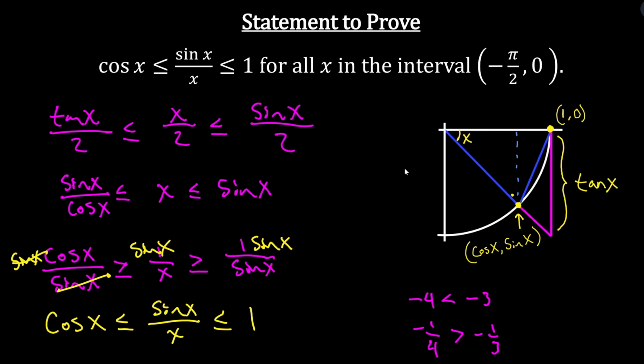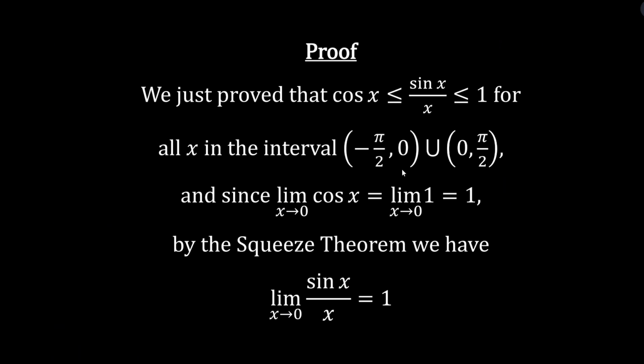So let's put our entire proof together, and what we've done is we've just proved that this inequality holds for all x in this union of intervals, which are near 0 but not necessarily at 0 itself. Okay, we just proved that. So if we were turning this in as a paper, we'd probably want to put that at the beginning and say, hey, here's the proof for this.